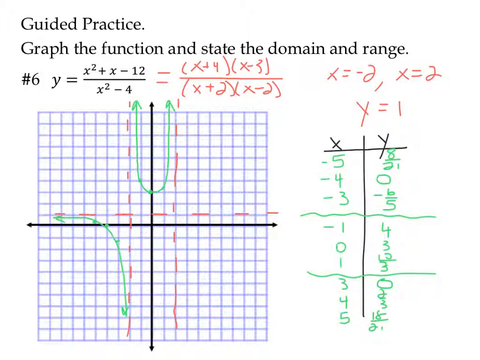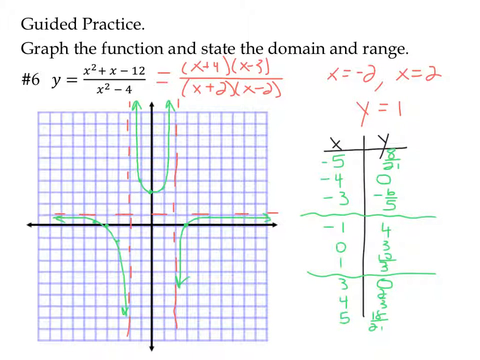So 3, comma 0 is right there. 4, comma 2/3. And 5, comma 18 over 21. That's really close to 1. So we're getting closer and closer to that asymptote, but we're not going to reach it. We're going to approach it, and we're going to have a graph that looks like this. Okay. So there's your graph.